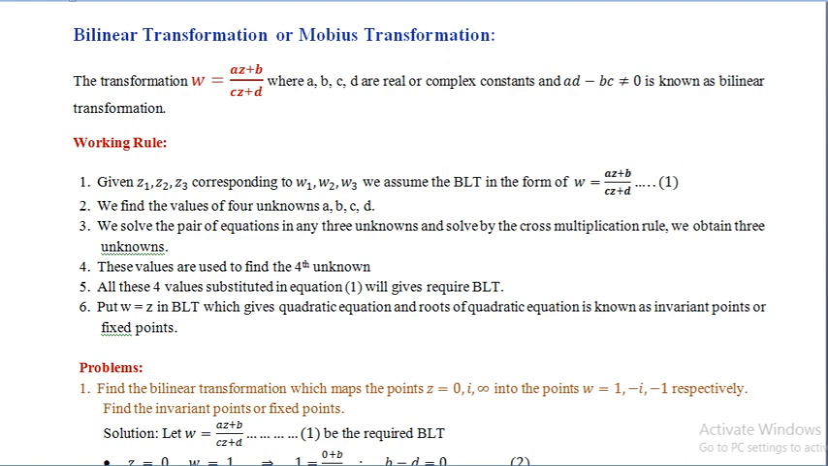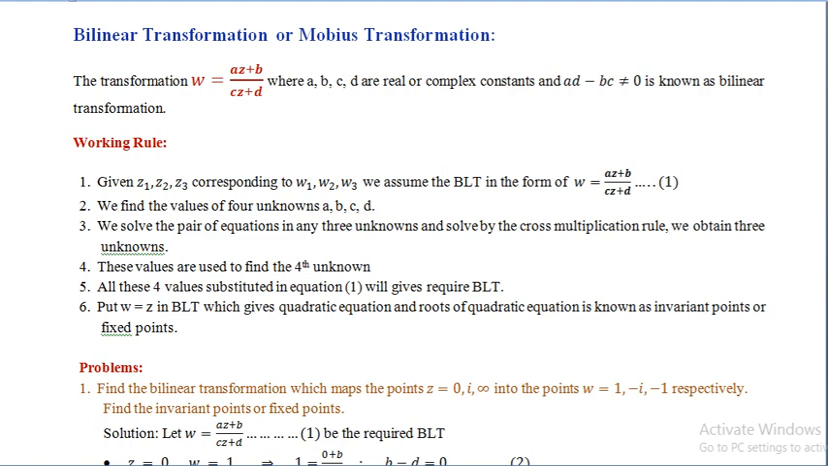Now we will discuss the working rule, that is, how to work with this bilinear or Mobius transformation. First point: in the given problem, they will give three values Z1, Z2, Z3 and the corresponding three values W1, W2 and W3. We assume the bilinear transformation in the form (AZ plus B) by (CZ plus D). In this equation we substitute the Z1, W1, Z2, W2 and Z3, W3 terms.